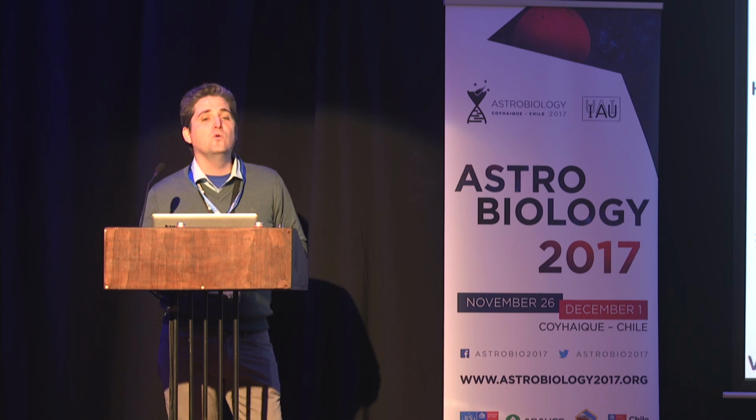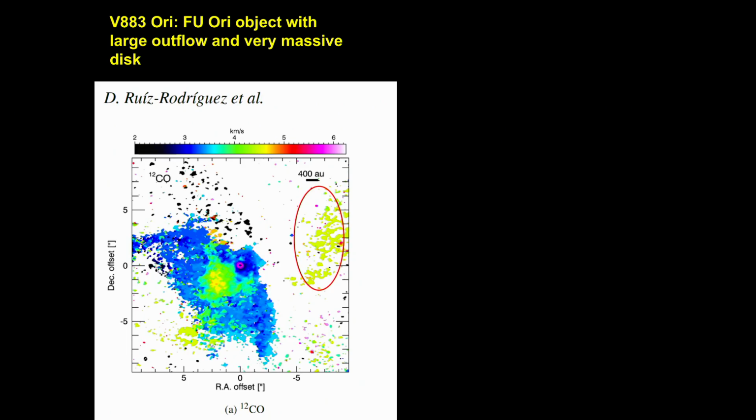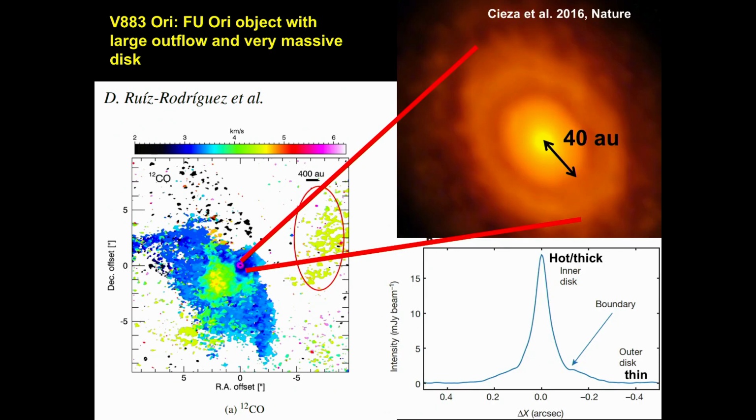But from this survey, we identified some targets that are very bright, which allow us to do a high resolution follow-up. In particular, we observed V883 Ori, which was the brightest and most massive of these FUor disks. We observed it with the longest ALMA baselines, and we obtained this image at 12 AU resolution, in which we see a very clear break in the intensity of the disk, about 40 AU.